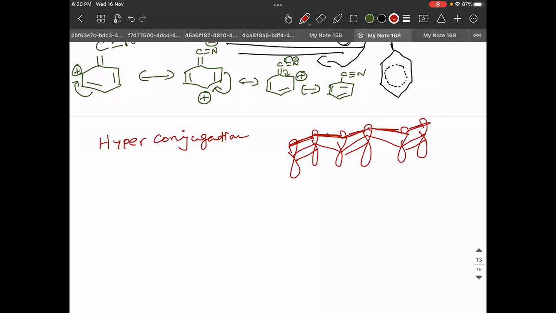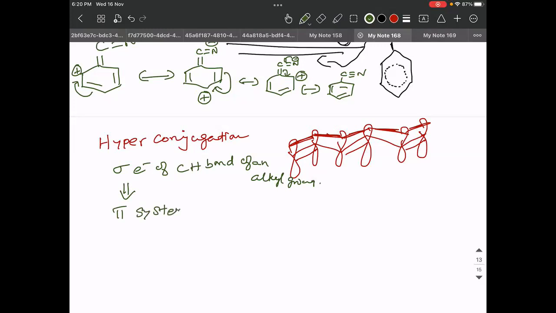Now hyperconjugation means the delocalization of the sigma electron of the CH bond of an alkyl group attached to a pi system. This is a very, very special case. Pi system means what? An unsaturated system.